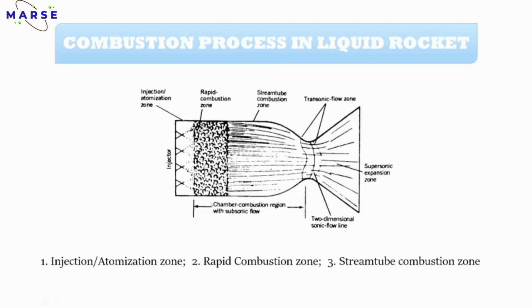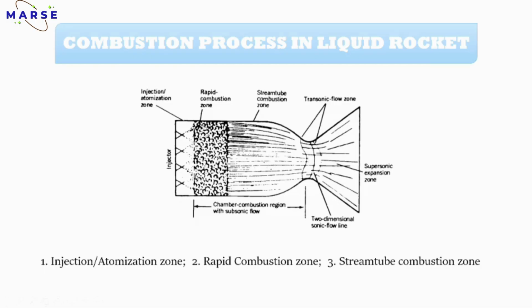So in this diagram you can see the injector, the combustion chamber and the nozzle part. First one is the injector. The injector is used to inject the propellant, as you already know. And what is meant by atomization? I told you in the previous slide. Atomization means the process of making a liquid into small droplets. So the first one is the atomization zone, or you can say the injection zone.